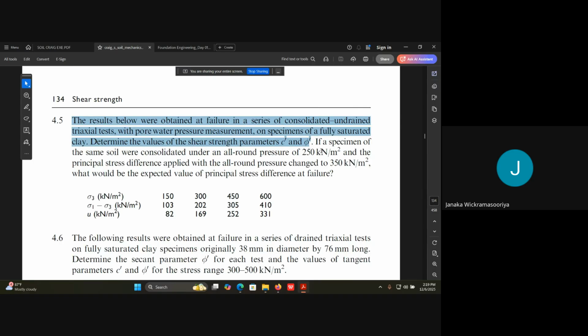That is very interesting. If a specimen of the same soil, right? Same soil means the parameters are the same, was consolidated under an all-round pressure of 250, and the principal stress difference applied is 350. That means this is sigma 3, and the difference delta sigma is 350. Then the addition would be sigma 1, right? Sigma 1 would be 600. What would be the expected value of principal stress difference at failure?